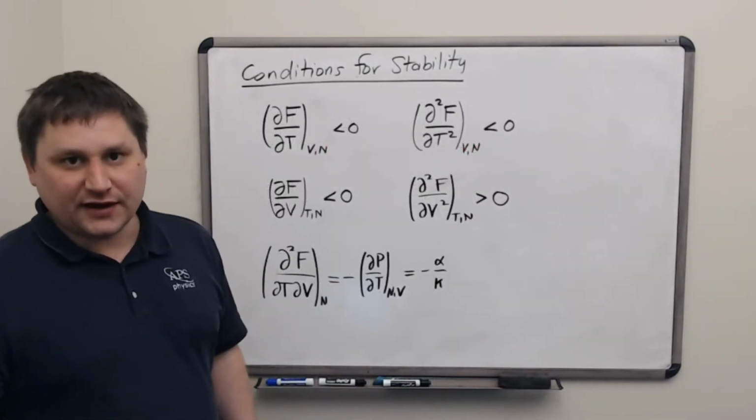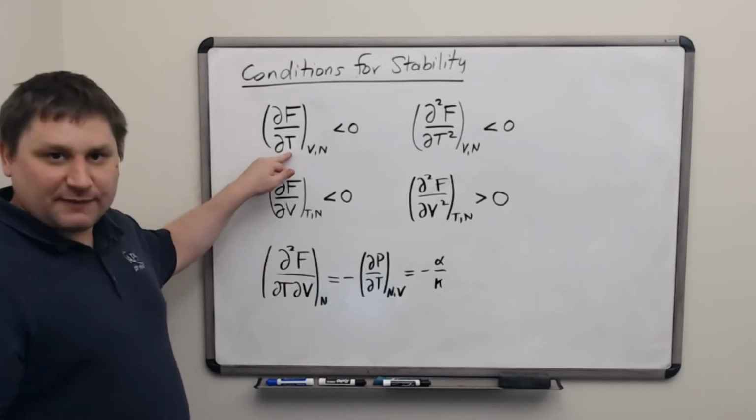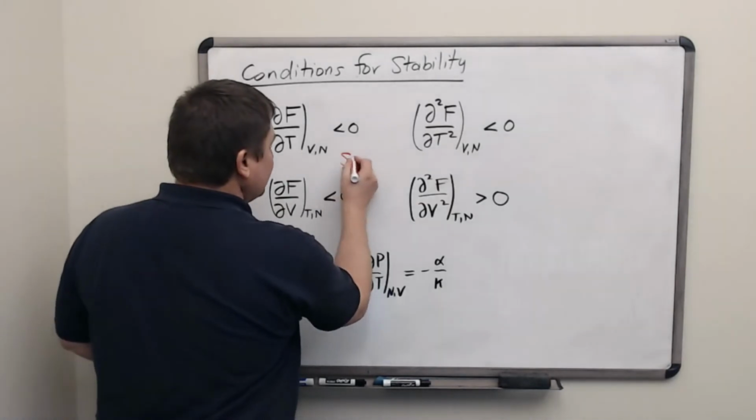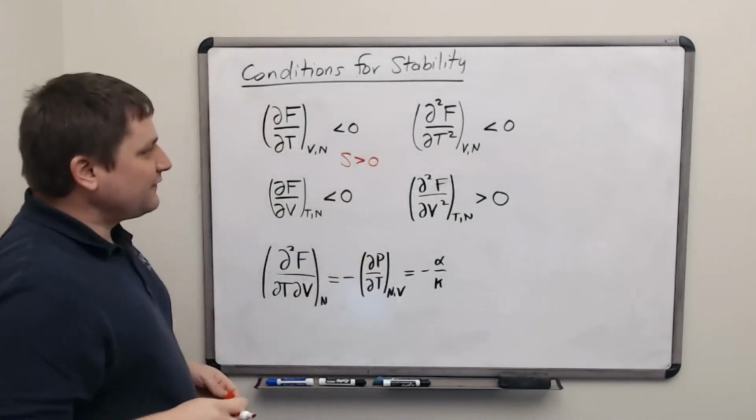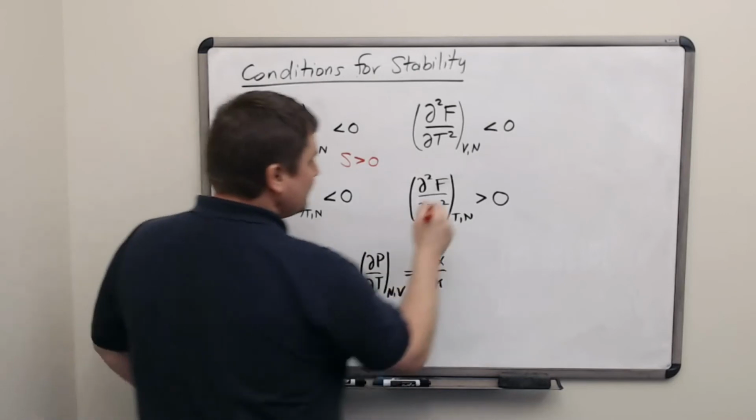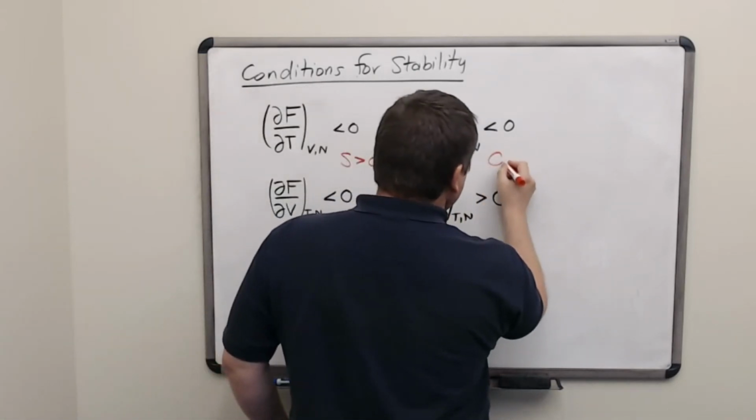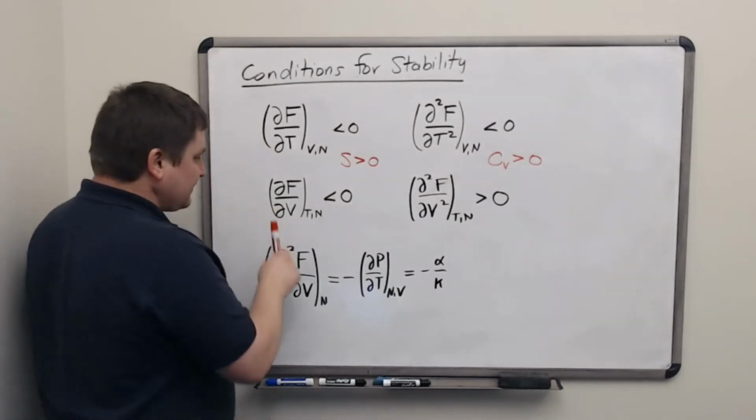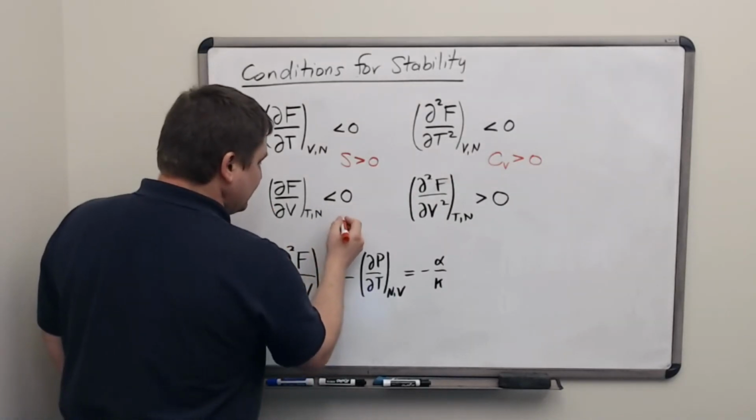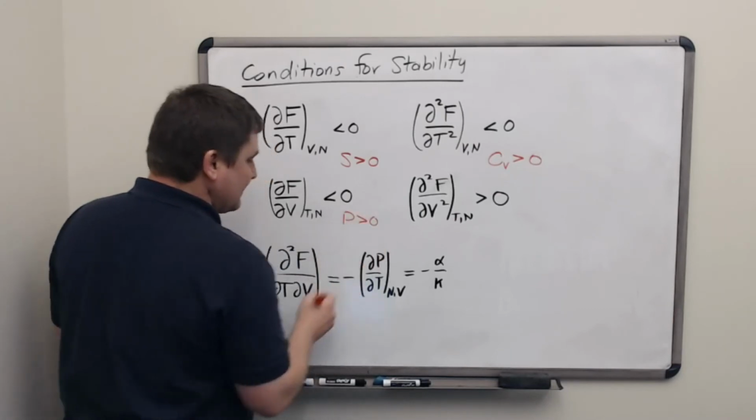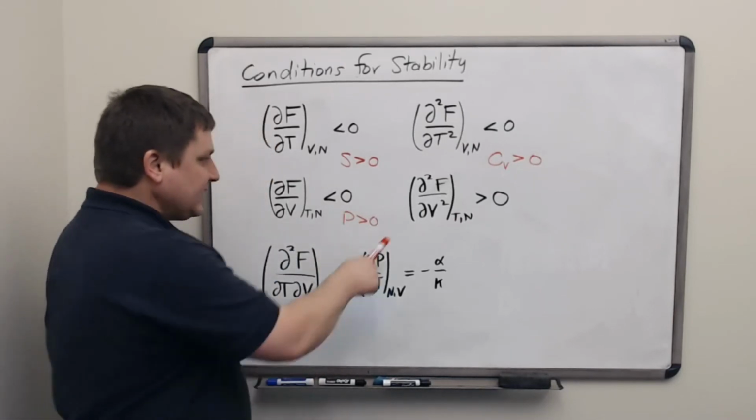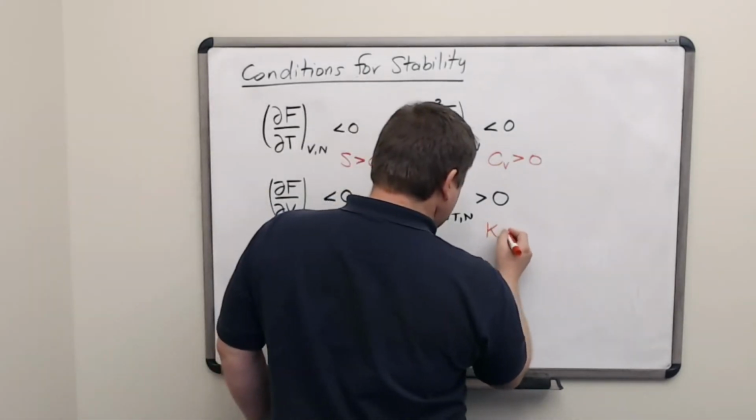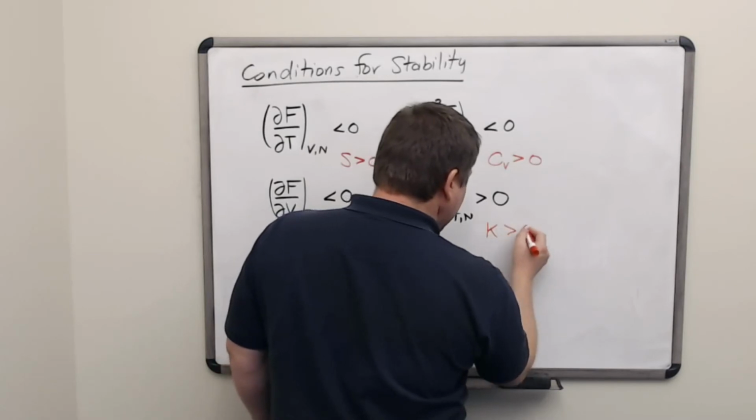For the Helmholtz free energy, the derivative with respect to temperature must be negative to keep the entropy positive again. The second derivative with respect to temperature must also be negative to make sure that the heat capacity at constant volume is positive. With respect to volume, its derivative must be negative. This is to ensure that the pressure of the system is positive. And its second derivative with respect to volume must be positive. This is to ensure that the isothermal compressibility is positive.